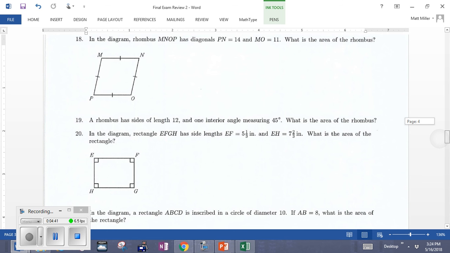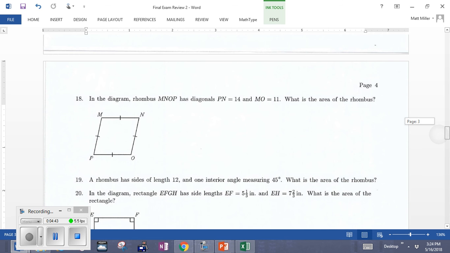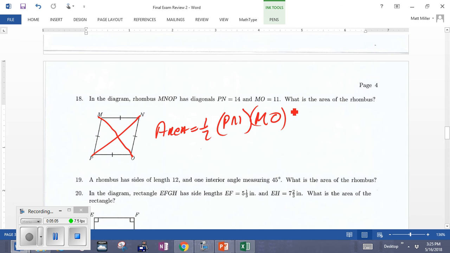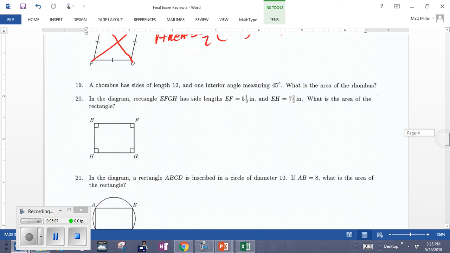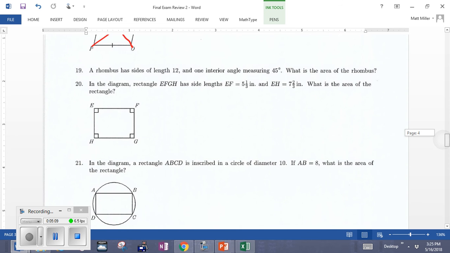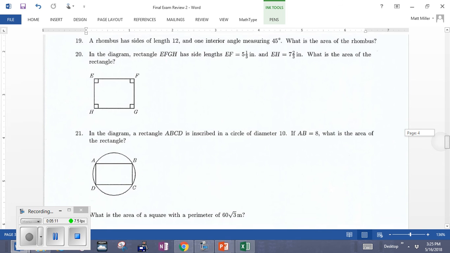Now the rhombus, okay. If you remember, the special formula for the rhombus is 1/2 the product of the two diagonals. So the area in this case is 1/2 of PN times the other diagonal. All right, and I think they give you this, and it's just a plug-in. All right. Rectangle should be no problem.